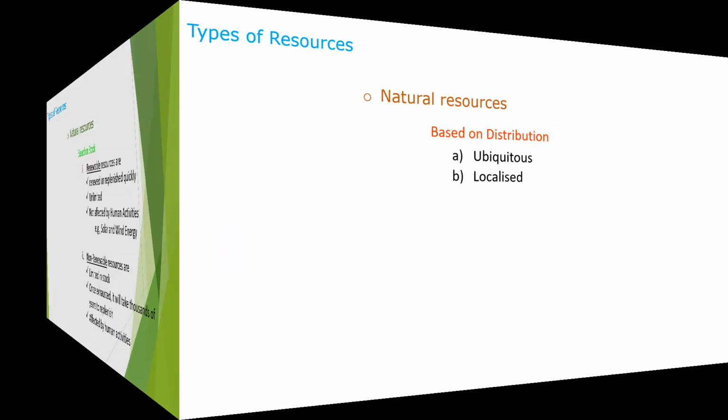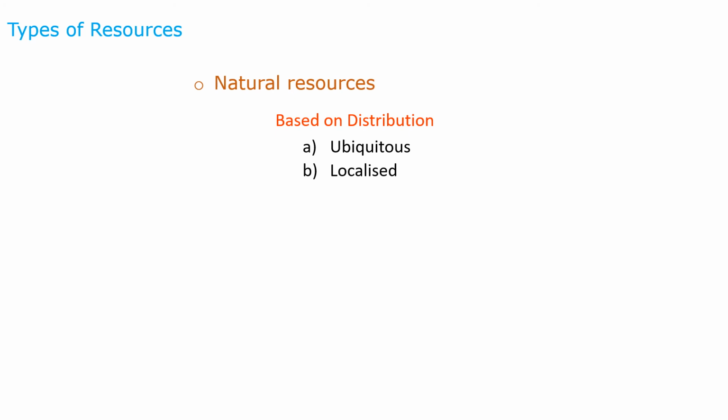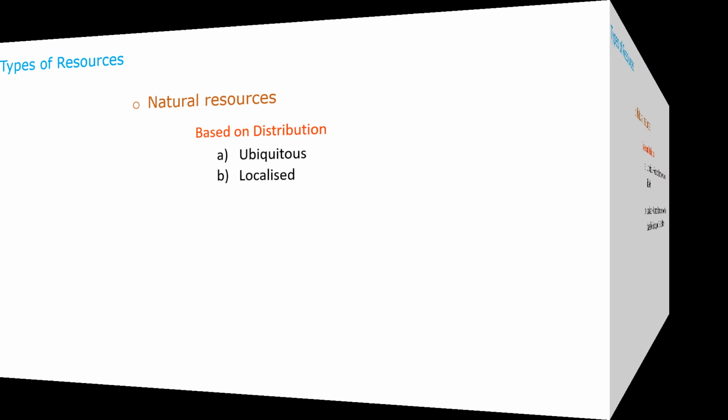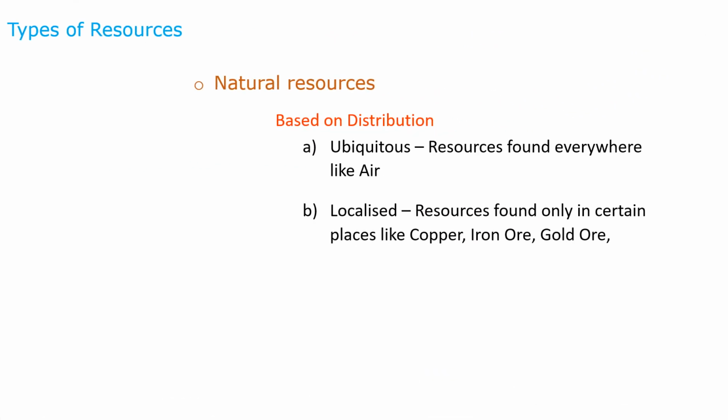And next, based on distribution, the natural resources is divided into ubiquitous and localized. So the resources, if it is found everywhere like air, those are termed as ubiquitous. And if they are found only in certain places, those resources are termed as localized. For example, copper ore, iron ore, and gold ores. So here the classification of natural resources has been finished.